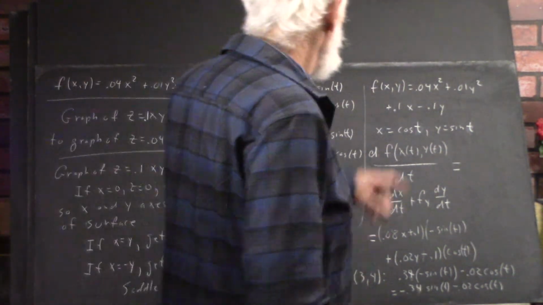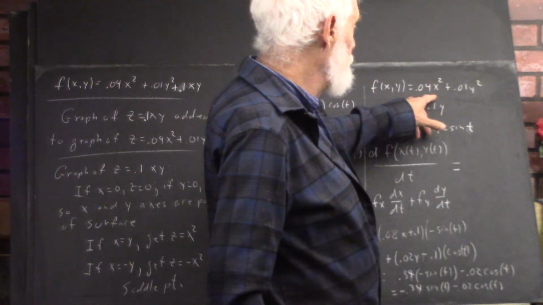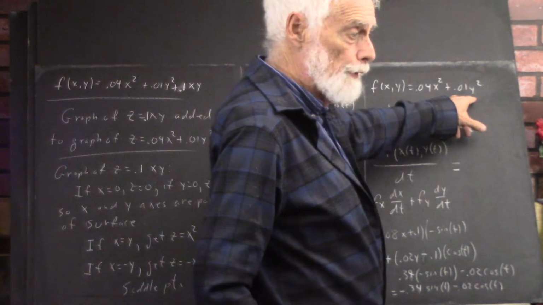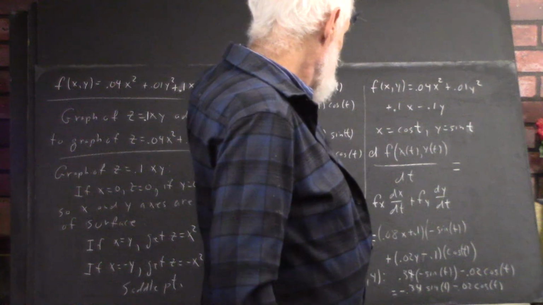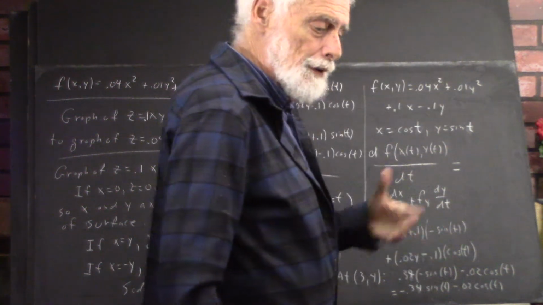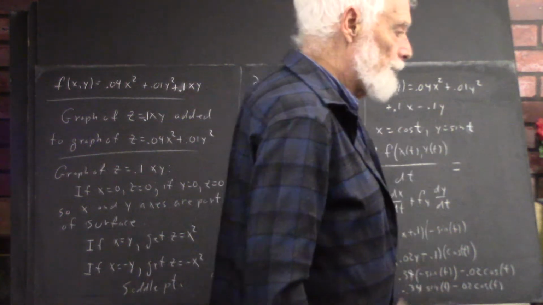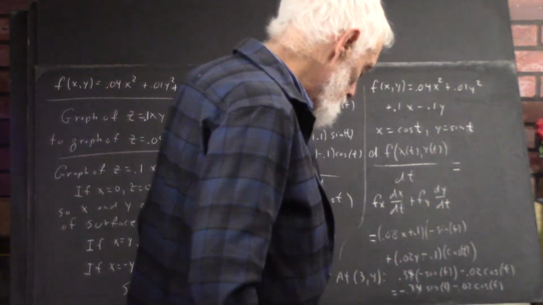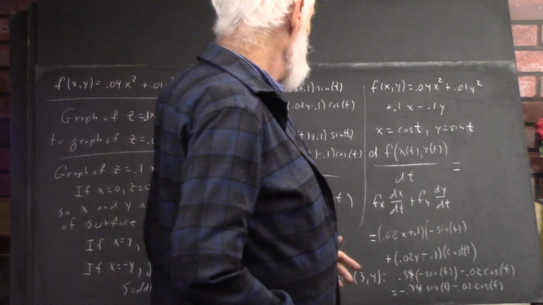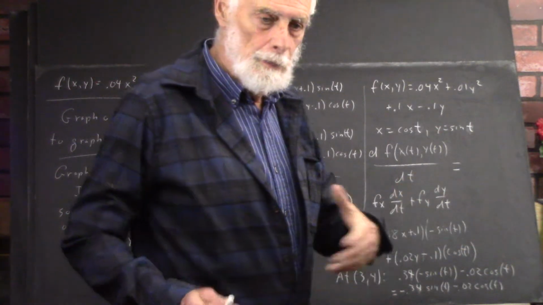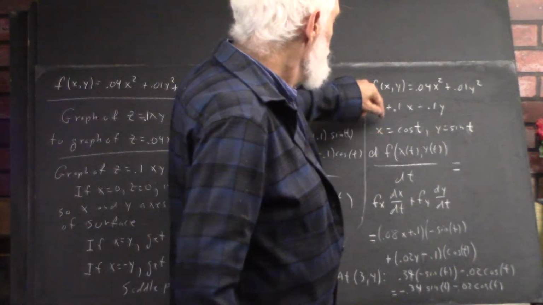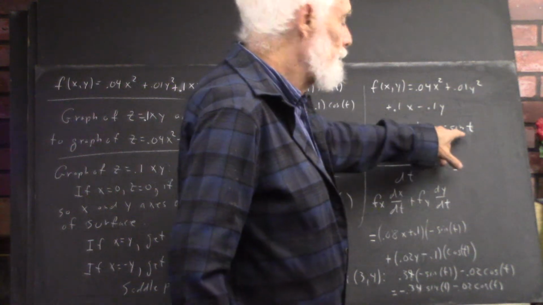Okay, we take our function f of x, y equals 0.04 x squared plus 0.01 y squared, and we're going to translate the thing in the horizontal, in the x and y directions, by putting in a plus 0.1x minus 0.1y. And that's going to shift the graph a little bit, and that's why, of course, our critical point came out where it did. Okay, x is cosine t, y is sine t now.